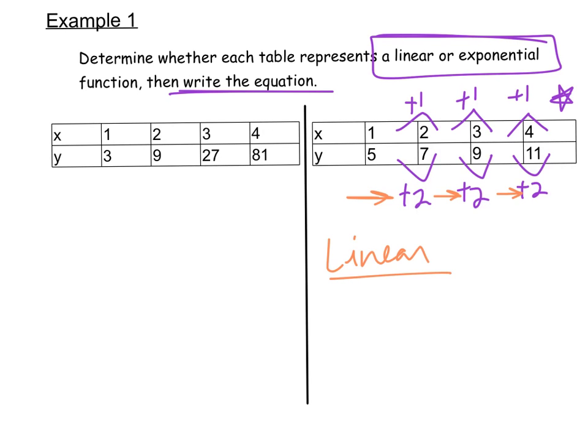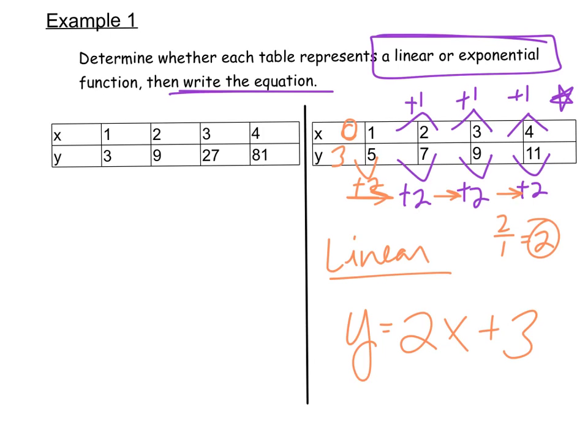We've dealt with it in the past. From here, we can write our equation. Y equals, we know our slope is 2 over 1, which is just 2x. And then we have to figure out our y-intercept. So if x would be 0, we know something plus 2 would have to equal 5. So our y-intercept would be 3. So y would equal 2x plus 3.